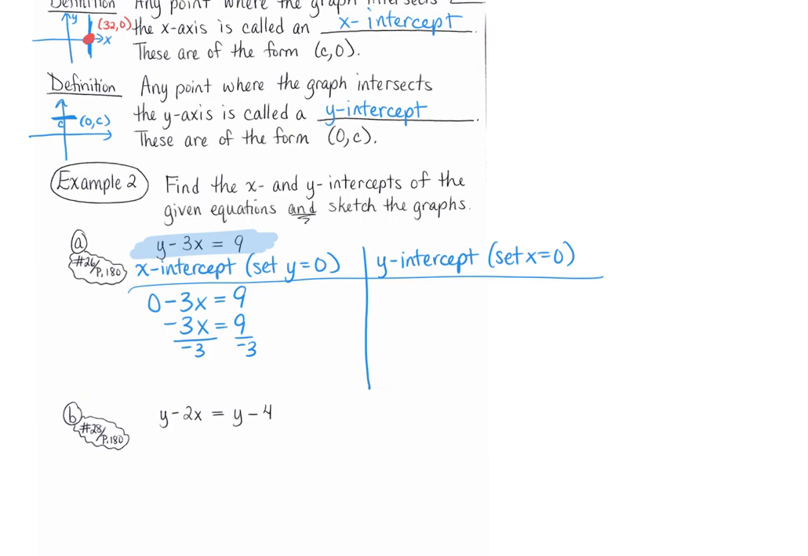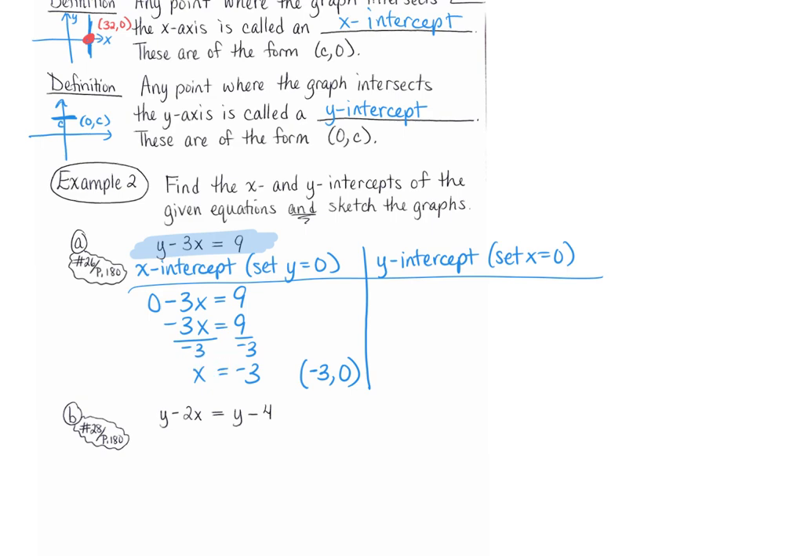What do we do? X equals negative 3. Good. So what's the coordinate pair? What's the ordered pair? We divided by negative 3 here because we were solving for x.